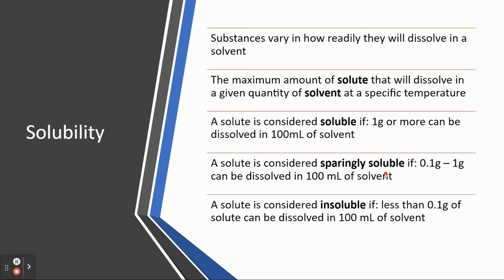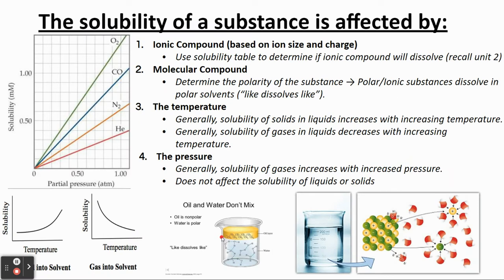So we often just said soluble versus insoluble, but now we know that there are some guidelines you can follow to really determine if you're dealing with something soluble, insoluble, or sparingly soluble. So what affects the solubility of a substance? There are different factors that affect how much solute you can dissolve in a certain solvent. The first one that we've seen before, just briefly, is the type of compound you're dealing with.